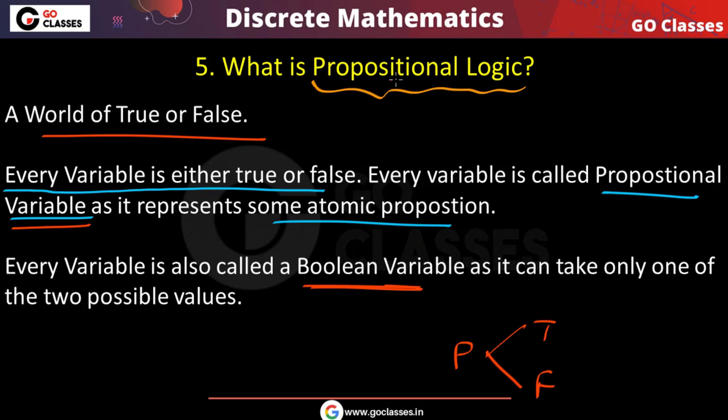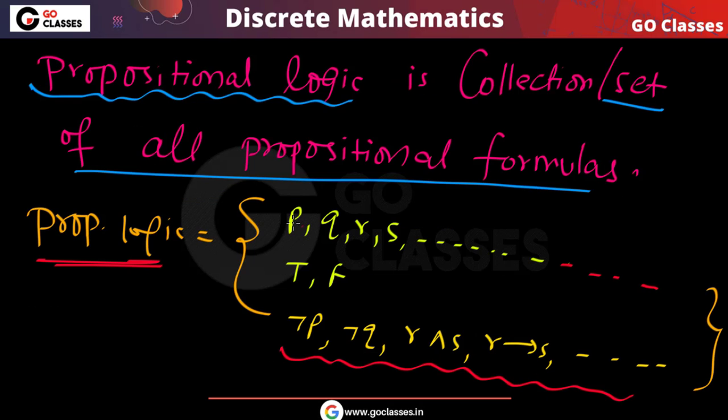So remember, propositional logic is a world of true or false. Every variable is either true or false. Every variable is called a propositional variable. A propositional variable represents an atomic proposition. From atomic propositions, using logical connectives, we can create new propositions which are compound propositions. And what is a propositional formula? Every propositional variable is also a propositional formula. True, false is a propositional formula, and any combination of propositional formulas using logical connectives is also a propositional formula. So this is the definition of propositional logic.